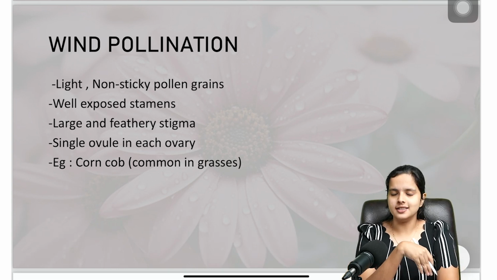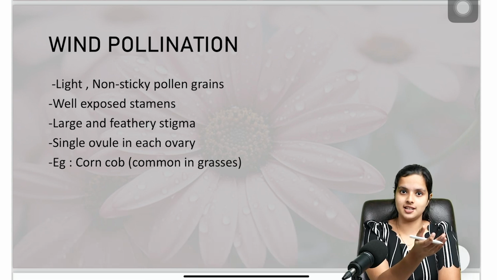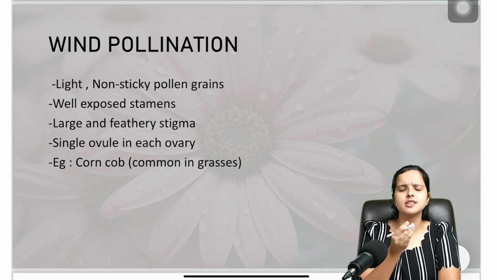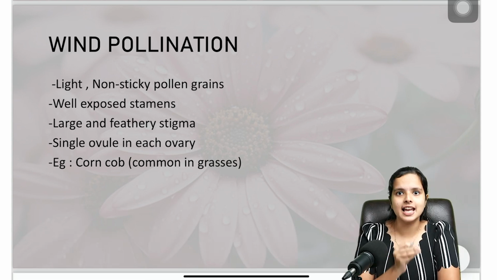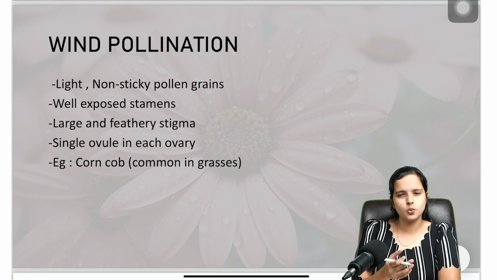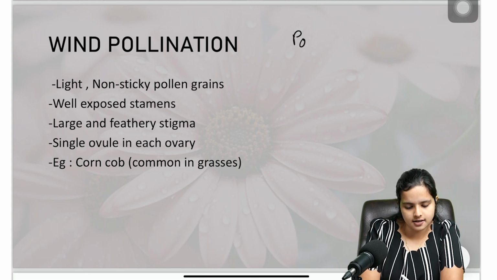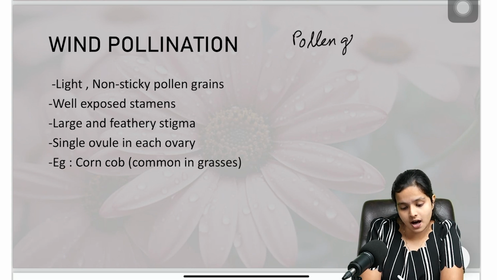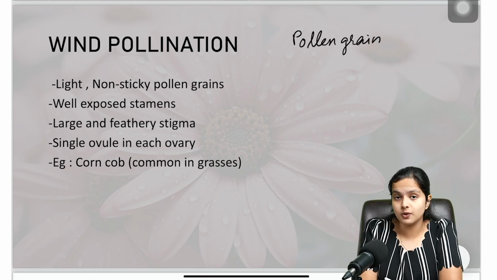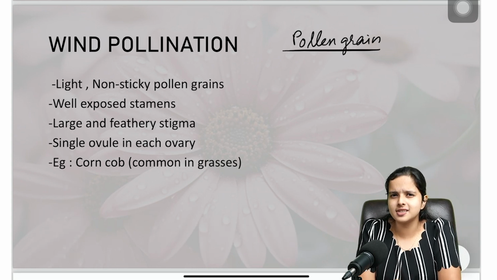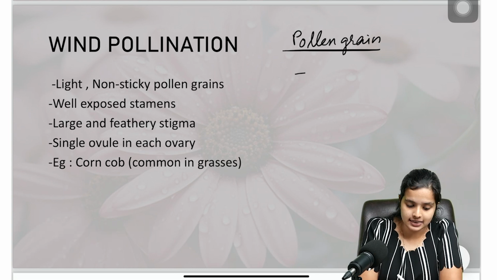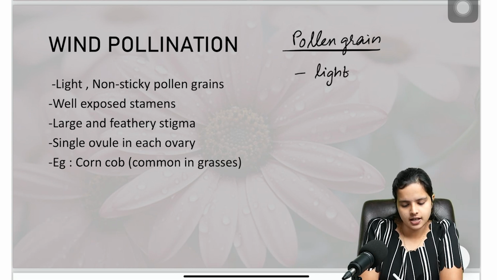Before learning all this, just imagine a substance that has to fly with the wind currents. There are wind currents and something has to fly with it, so it should be lightweight. Obviously, something that is heavy wouldn't easily fly, right? So the pollen grain of a plant having wind pollination should have some features, and the first one is that it is lightweight. It should not be heavy.